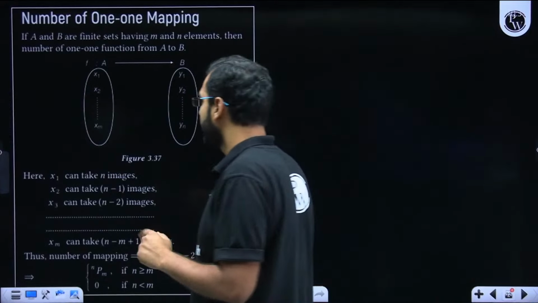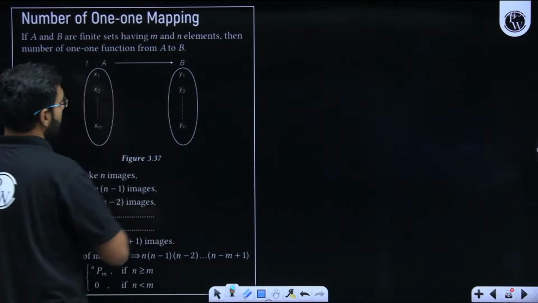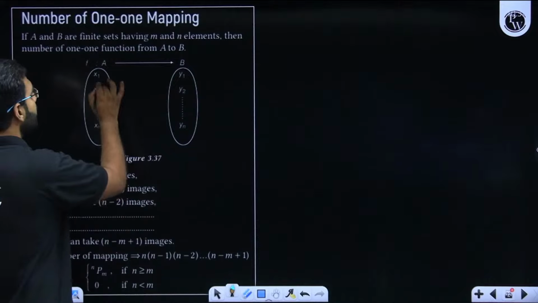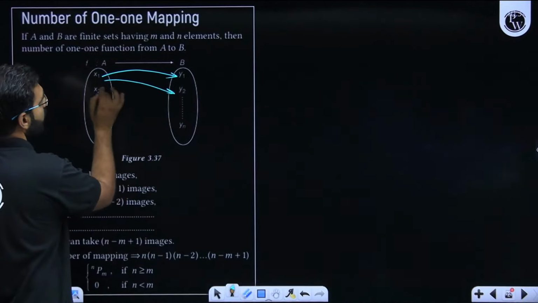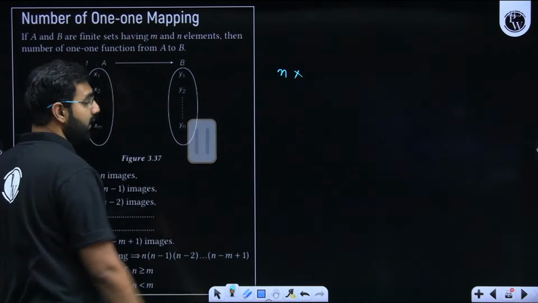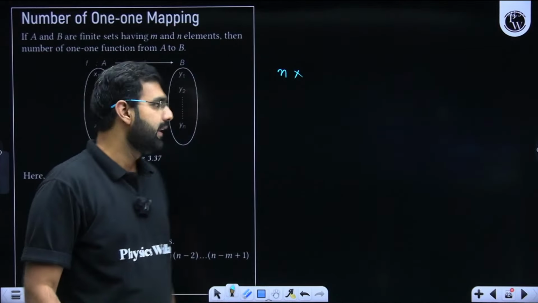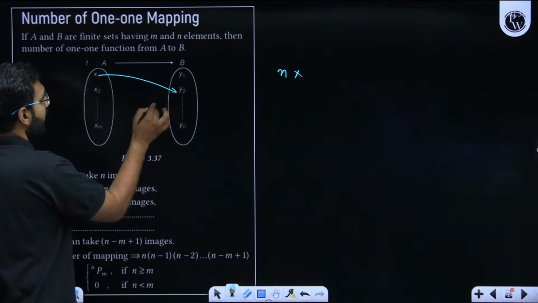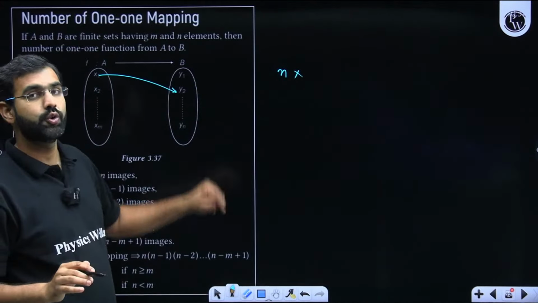What does that say here? Let's say here, if I approach x1 and ask how many choices do you have, it will say I can go to either y1 or y2 or y3 or yn. So this first element has n choices. And now since it is a 1-1 function, let's say if x1 is mapped with y2, then x2 does not have the choice to go to y2.